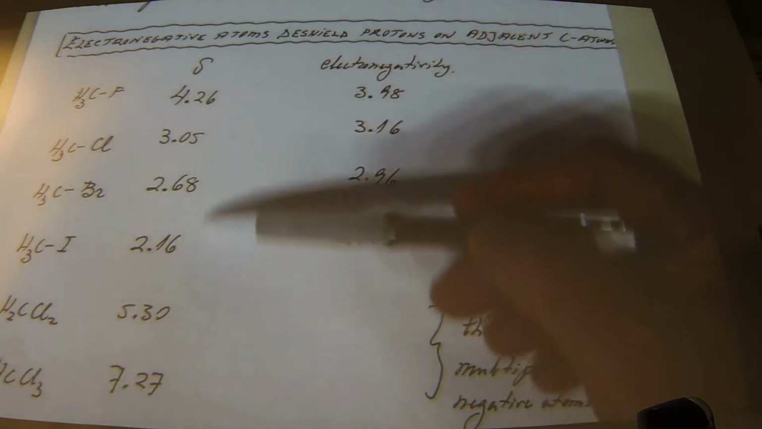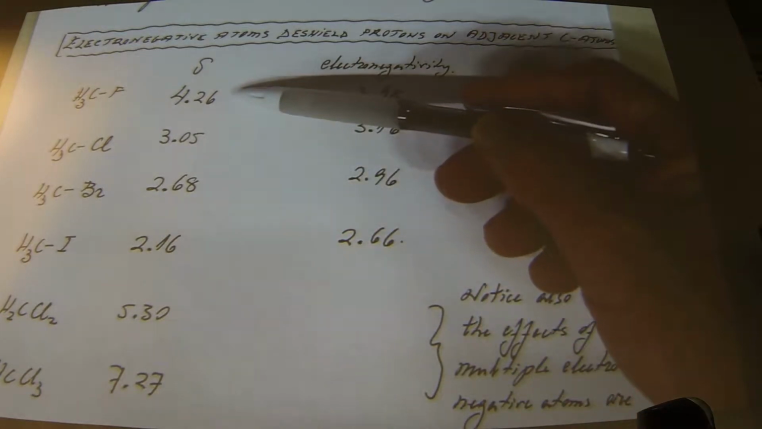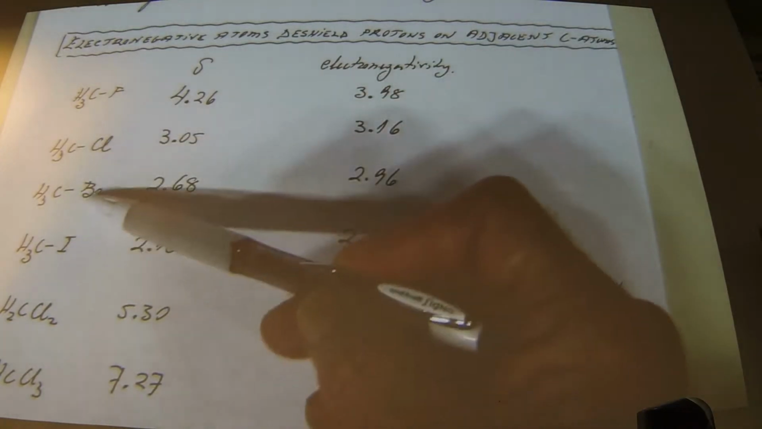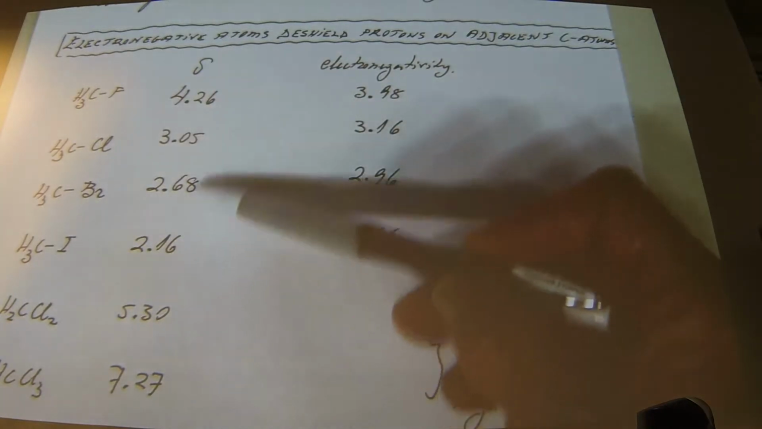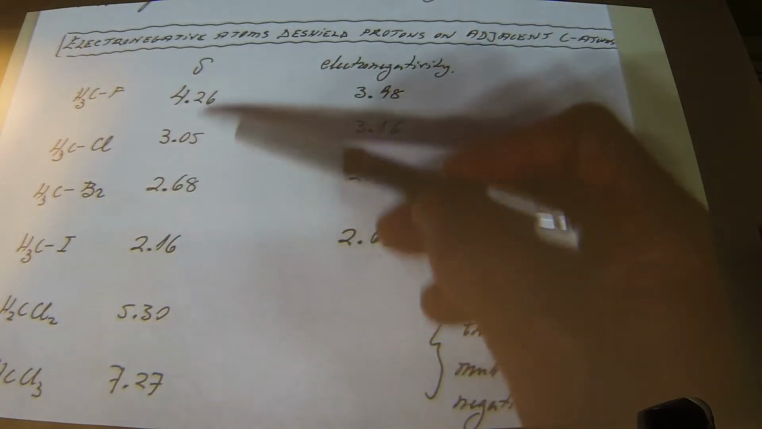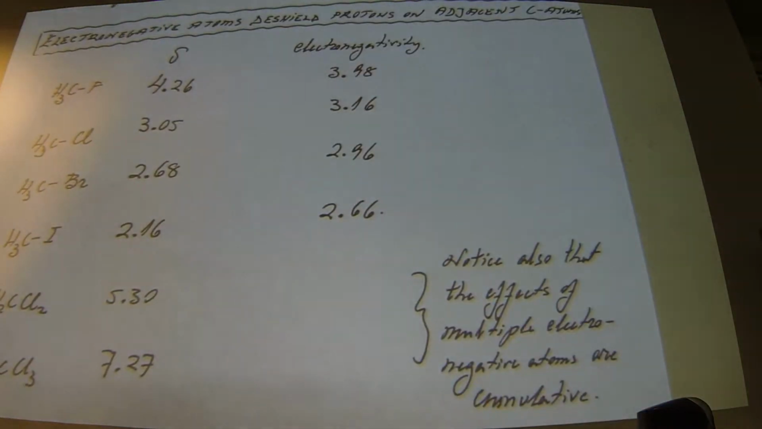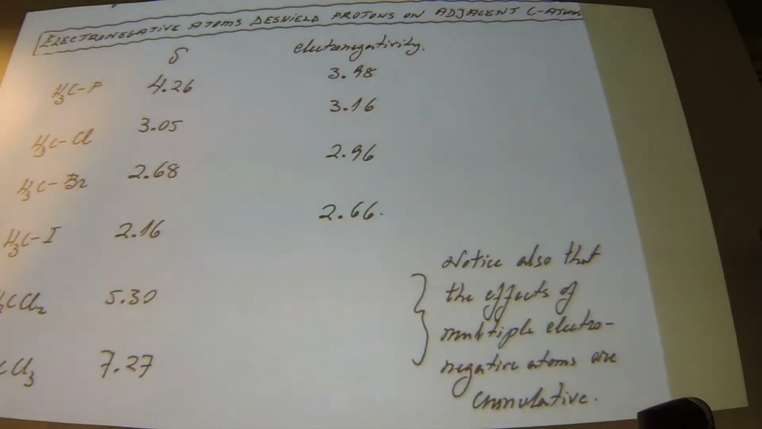You'll notice the chemical shifts also increase in that direction. As the halogen becomes more and more electron withdrawing, the signal for that methyl moves further and further to the left in your spectrum. And so you can predict whether you have a chlorine or bromine or whatever just based on chemical shift.